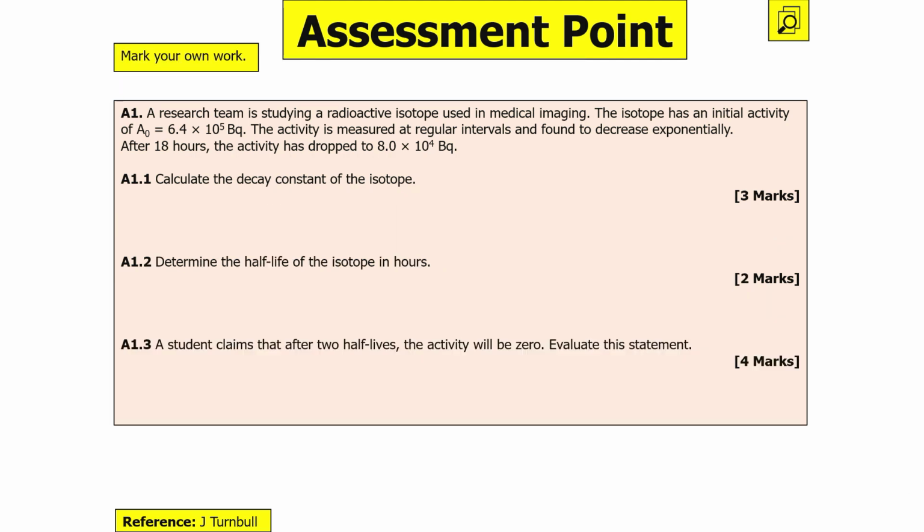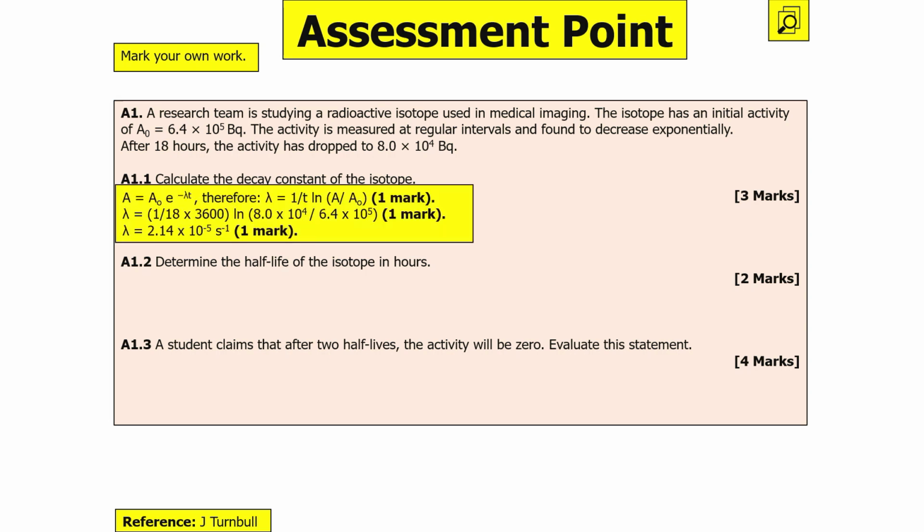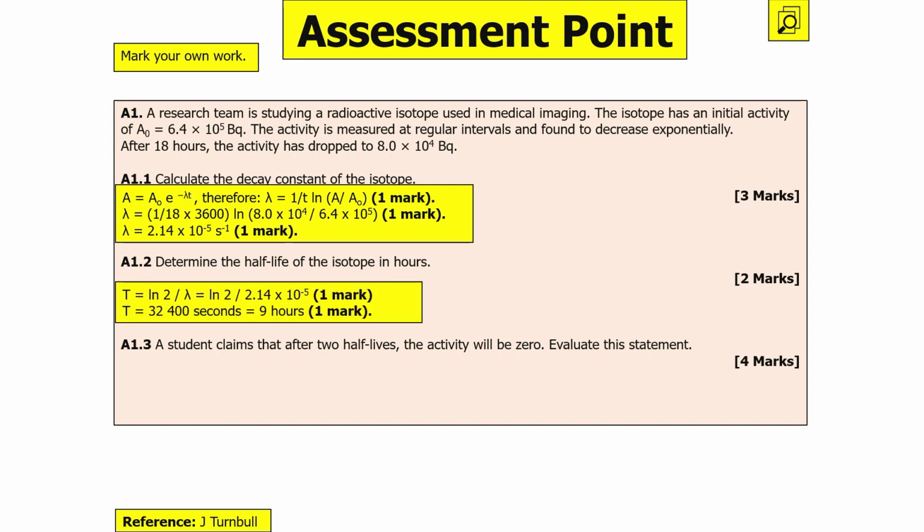Well, in our first one, what we can say is that A is equal to A0 e to the minus lambda t. So therefore, lambda is equal to 1 over t natural log A over A0. So we pop in our values and we get 2.14 times 10 to the minus 5 seconds to the minus 1. We know that t equals log 2 over lambda, where we've just worked out lambda. Pop in the values and we get 32,400 seconds or 9 hours.